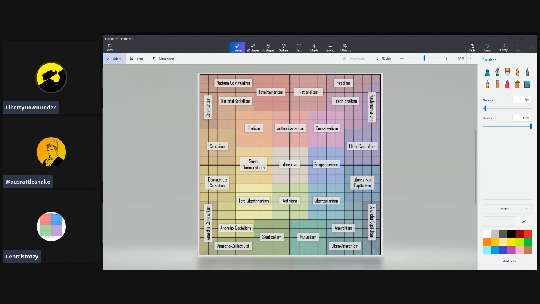For the people who are listening to the audio version, the labels are statism, authoritarianism, and conservative, in reference to the political compass we've got up here. So statism is your middle left, conservative is your middle right, and authoritarianism is your middle. Just for reference for the people listening to the audio only version of the show.